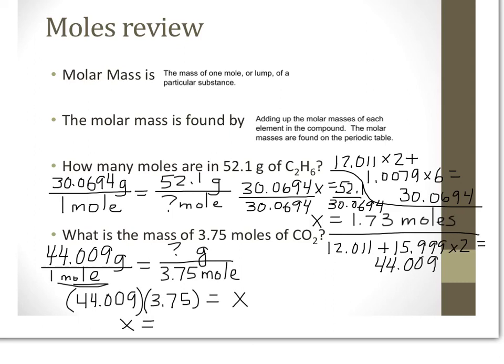So there are 165, again with 3 sig figs, grams of CO2 in 3.75 moles of CO2. And this should make sense because we had 3.75 times as much carbon dioxide moles, so my mass should be 3.75 times bigger than the mass of just 1 mole. So you should feel like you've had a good refresher on how to convert back and forth between moles and mass, and we'll be using it a lot more in this chapter.